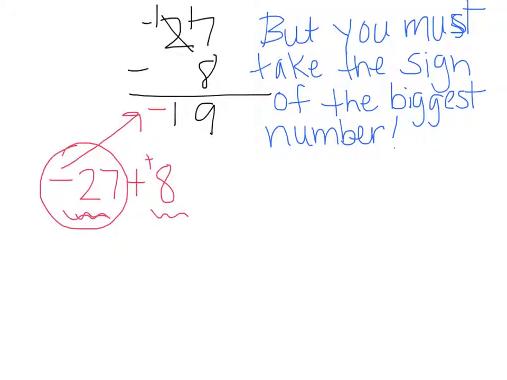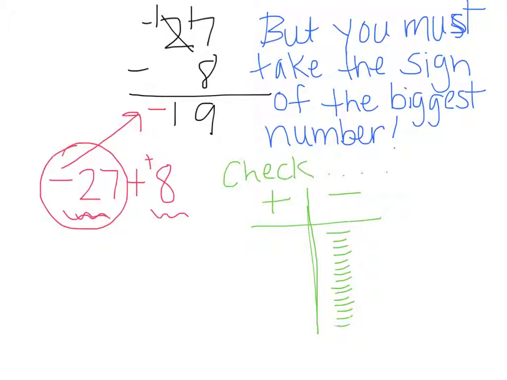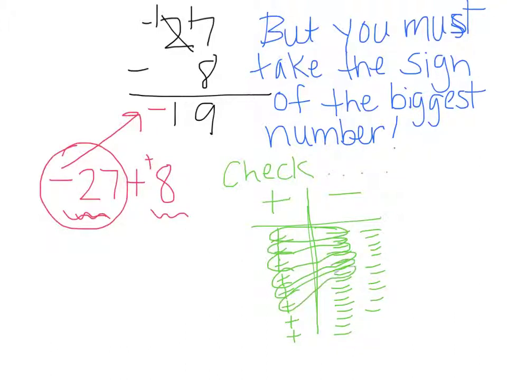So the way you check it, make a T-chart. You're going to have a lot of minuses. 1, 2, 3, 4, 5, 6, 7, 8, 9, 10, 11, 12, 13, 14, 15, 16, 17, 18, 19, 20, 21, 22, 23, 24, 25, 26, 27. Then 1, 2, 3, 4, 5, 6, 7, 8 positives. Cancel them out. 1, 2, 3, 4, 5, 6, 7, 8. How many do you have left?